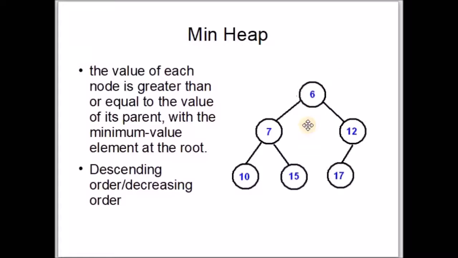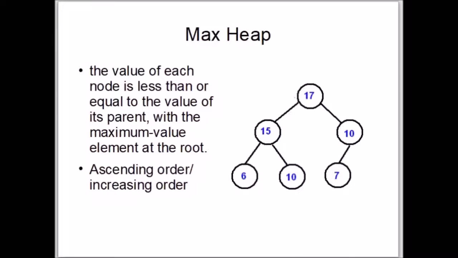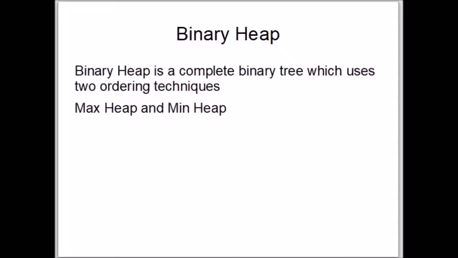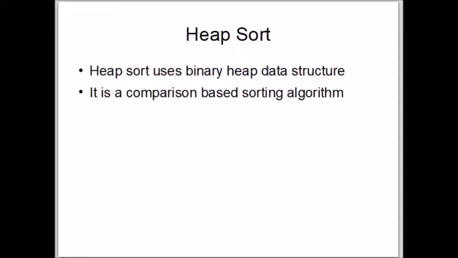Then you again run the min heap, and you'll find the second smallest, and so on and so forth. So now, after finding that, we know what a min heap is, what a max heap is, what a complete binary tree is, what a binary heap is, and how a binary tree is used with the properties of max heap and min heap. So let's take a look at the implementation of this.